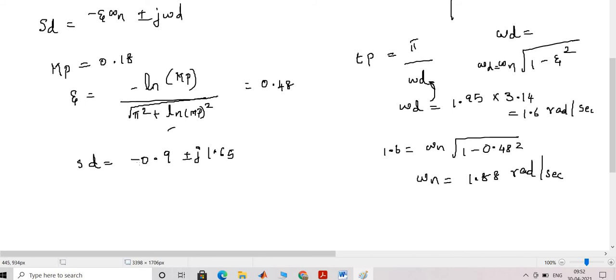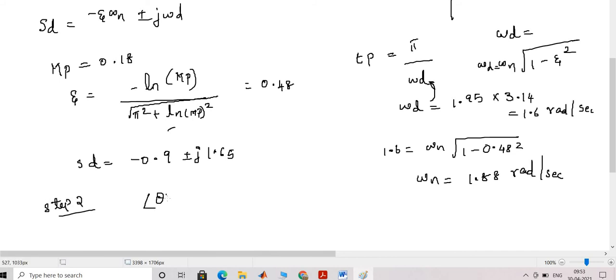These types of questions can be given with different types of specifications. If you have to find SD, the dominant pole, you need to know all the equations of time domain specifications: rise time, peak time, settling time, peak overshoot, etc. You have to know all these equations, then only you will be able to find the dominant poles. Okay, once you find the dominant poles, what is the next step?